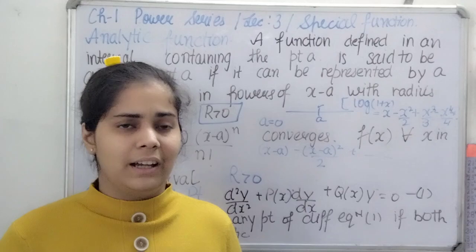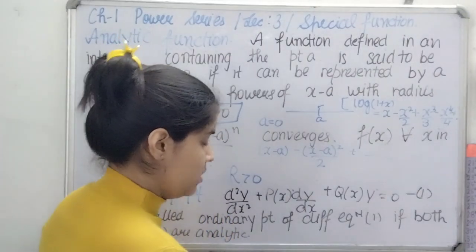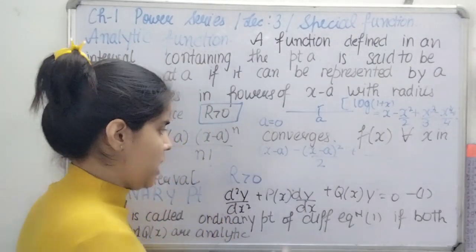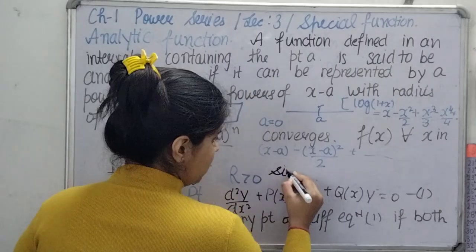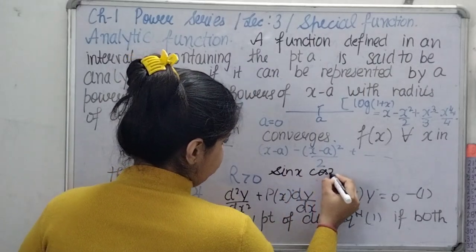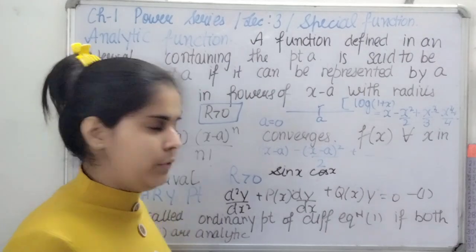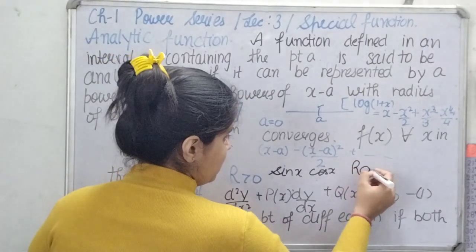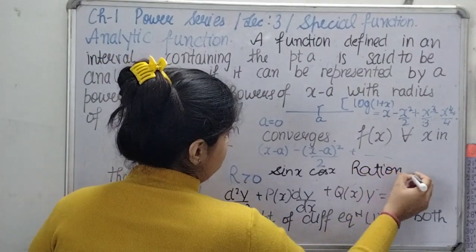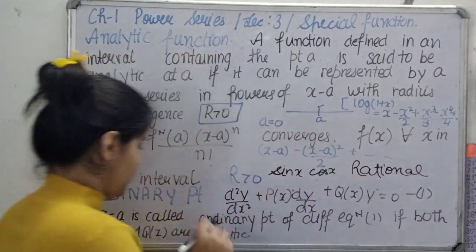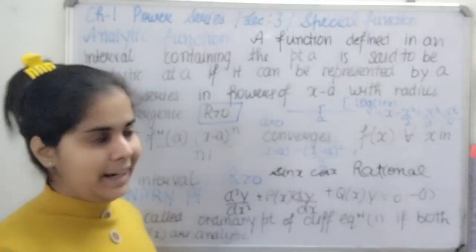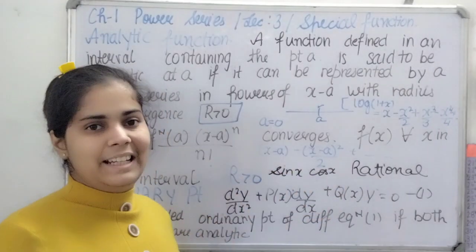अब हमें कैसे पता लगेगा कि कौन सा function analytic है या नहीं? So I'm writing some examples of analytic function, that is sin x, cos x. Trigonometric functions are always analytic functions. Even the rational functions, these are also analytic. Now how you will identify that the following function is analytic or not?